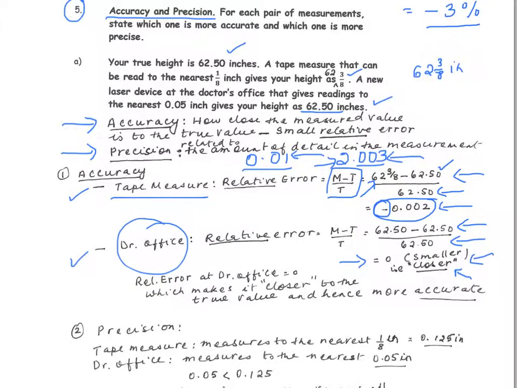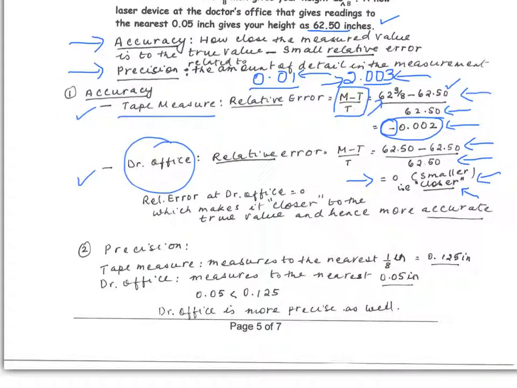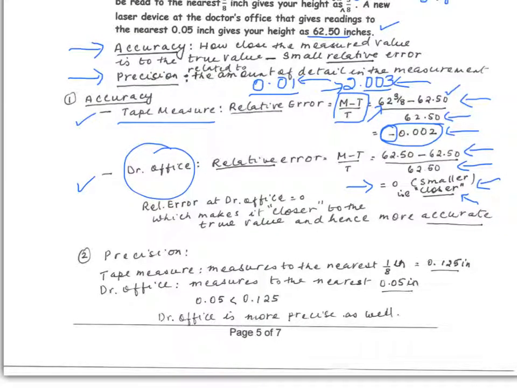Now, how do we compare precision? Precision tells us about the decimal place to which the measurement is accurate. So let's look at precision. The tape measure measures to the nearest 1/8 of an inch. So we convert 1/8 to a decimal, so it's easy for comparison, to the measurement at the doctor's office, which is given to be 0.05 inches. 0.05, that is the precision to which the measurement at the doctor's office is given, clearly less than 0.125, which is the precision of the tape measure. So the doctor's office is definitely more precise than the tape measure.